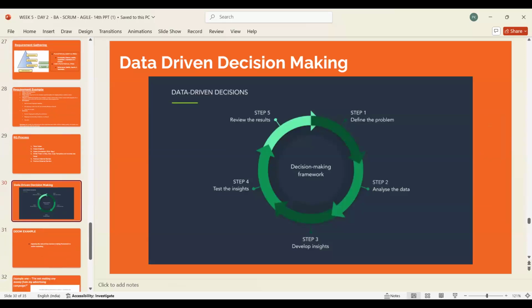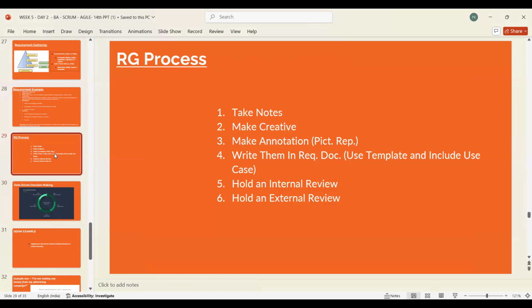Having these, we will learn this after the current slide. So having these images and pictures in your notes or in your requirements really helps not only you, but also the person who will be reading it, and it's good for reference.